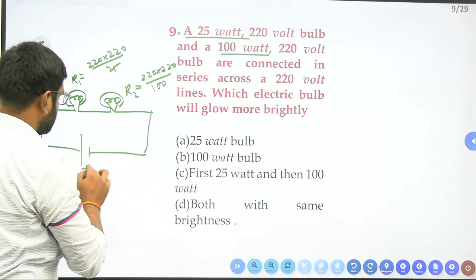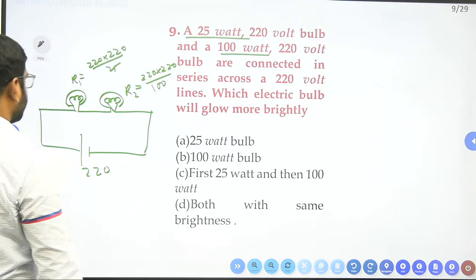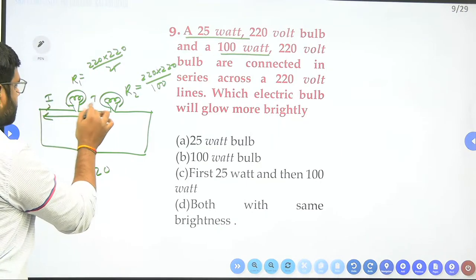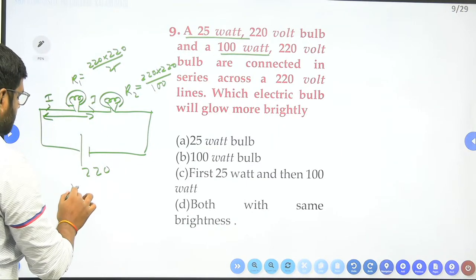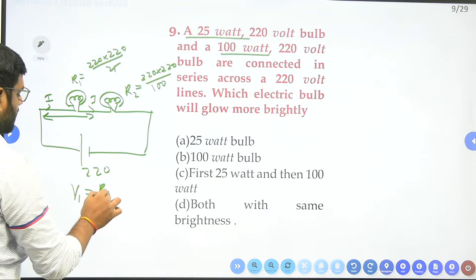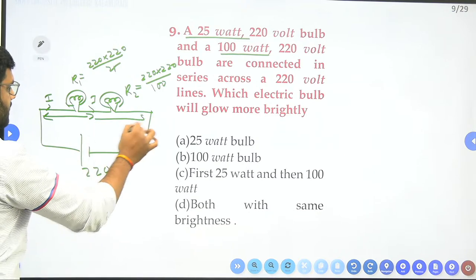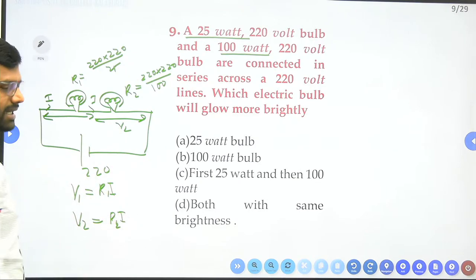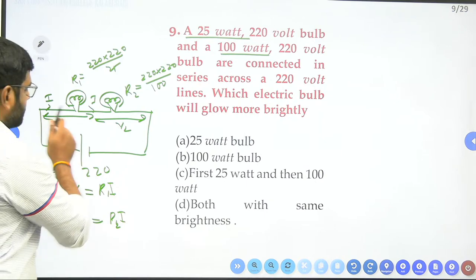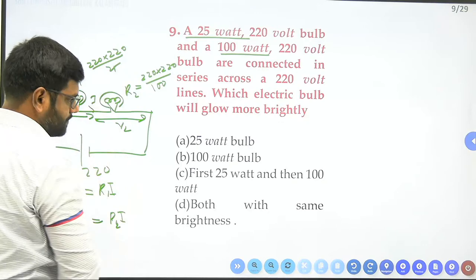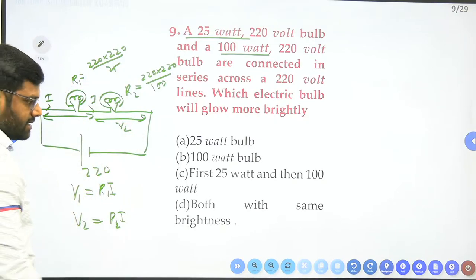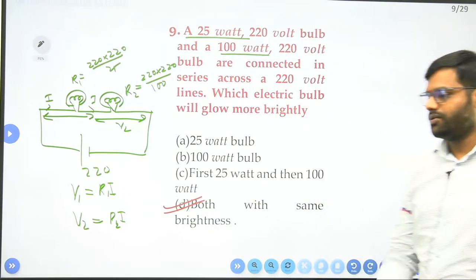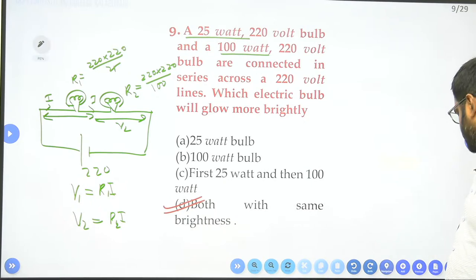If they are connected in series, as we know, the potential difference connected is 220 volt. When the current flows, the current will remain the same in this combination. The potential difference across the first one is V1 equal to R1 into I, and here V2 is equal to R2 into I. Are you getting it? If these were connected in parallel, we could say differently. But since they are connected in series, the potential difference varies, V1 and V2 are different.